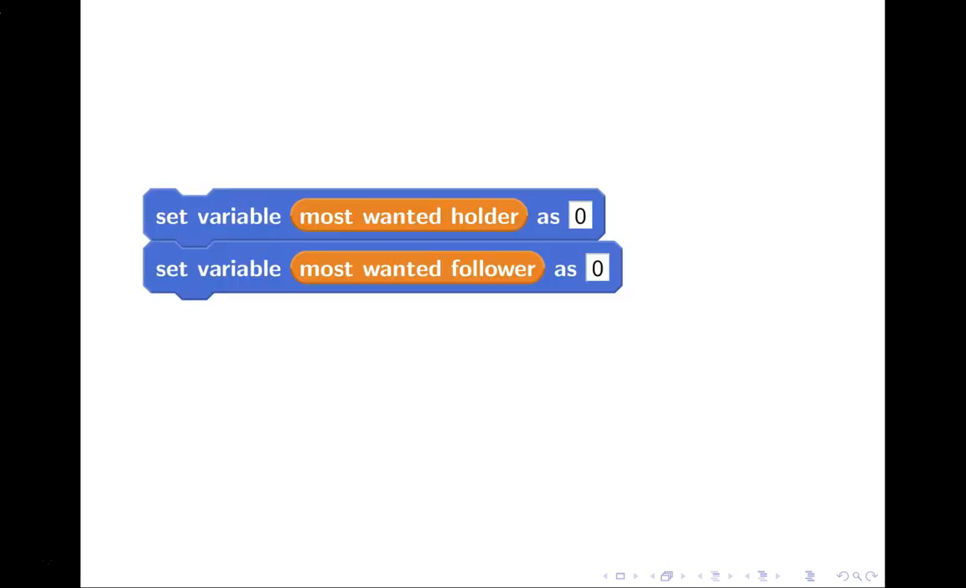So we are interested in the second most wanted, or the second lowest, or something like that, that changes when we have something that's more interesting. Then we also are interested in the second or third or something like that. And like always, we have the variables where we need to store them. So we have the most wanted holder, and then we have the follower variable, and we set them as 0.